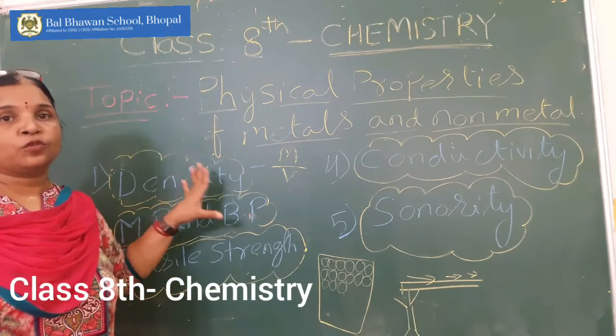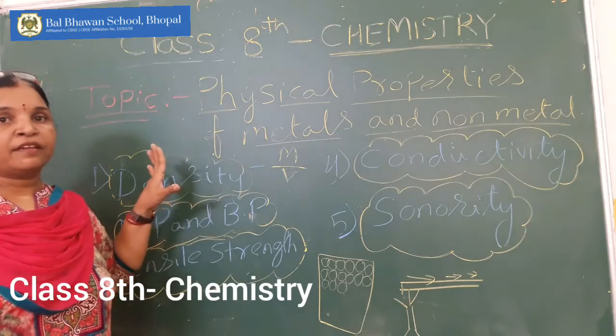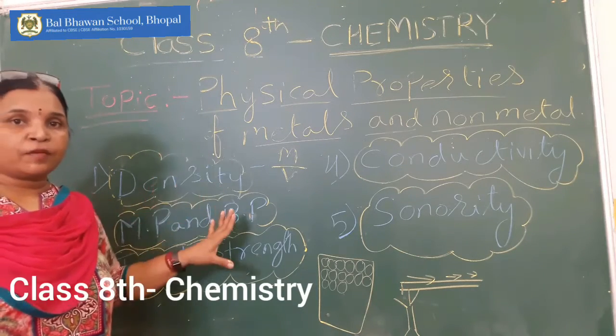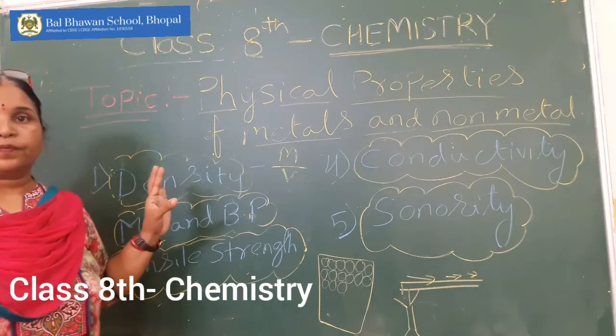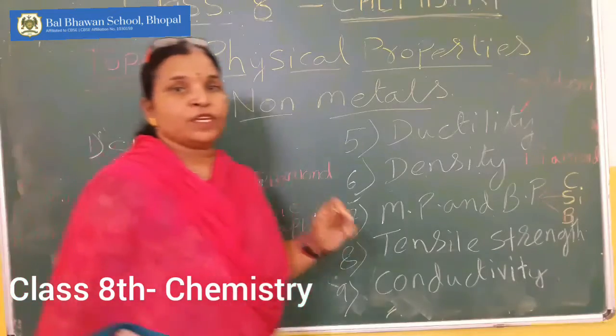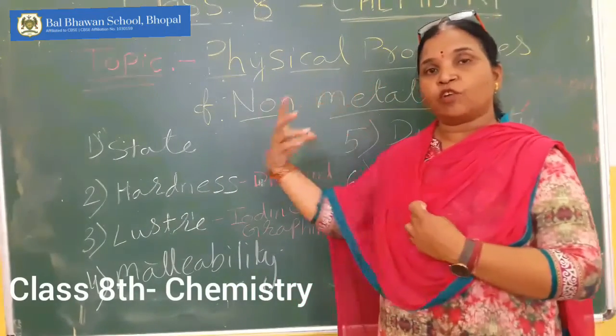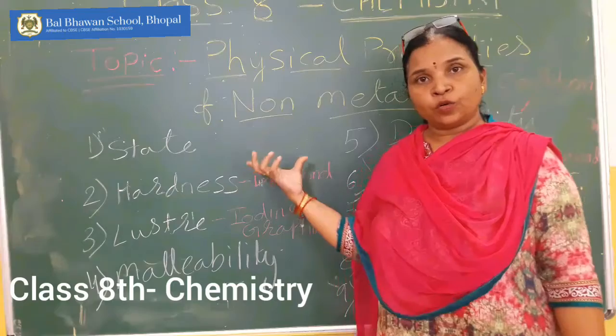Children, please go through your book. In that there is a table of physical properties. Read it properly. As we have already discussed the physical properties of metals, what are the basic things that are known to you?